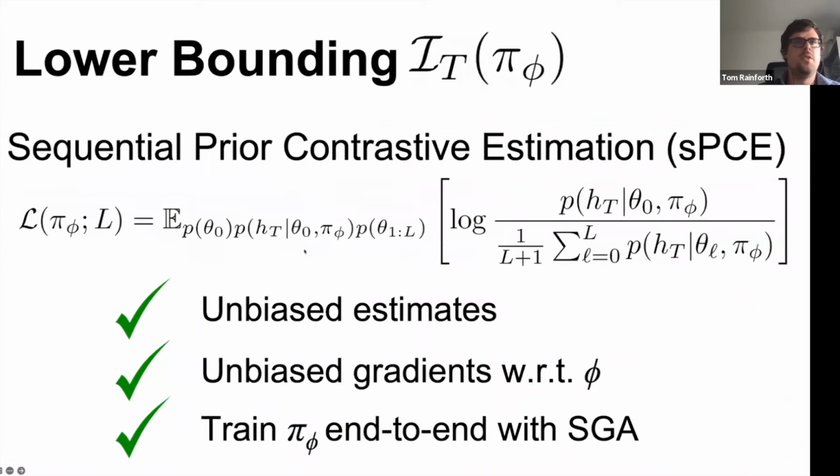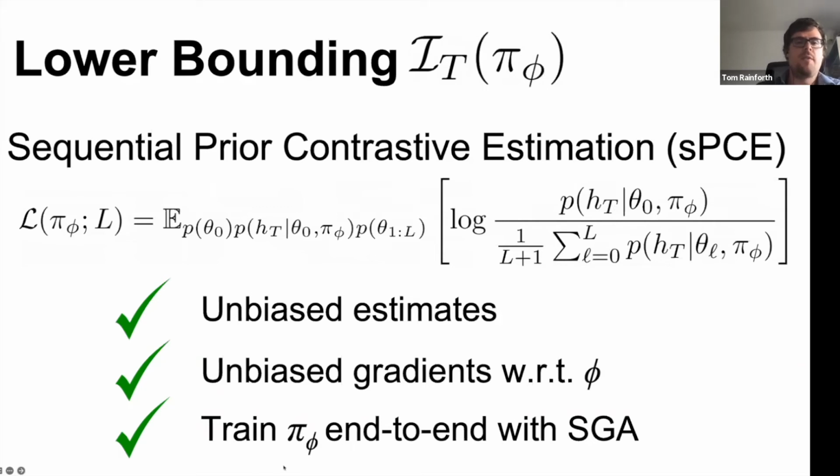It's something where we can draw samples. So we draw one true set of parameters theta 0. We can draw a rollout. We can simulate data using a combination of our policy and that true set of parameters. And then we generate L of what are called contrastive samples. So these are L samples also from the prior that we're going to contrast to. And given those samples, we can just evaluate this log ratio, where, if we have a model where we know the likelihood density, these are just things we can evaluate. And then this is just an objective that we can directly train this policy on.